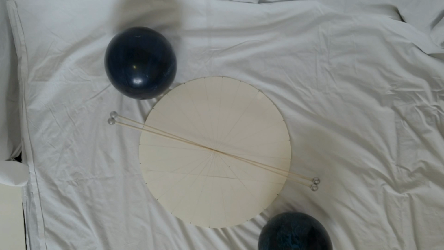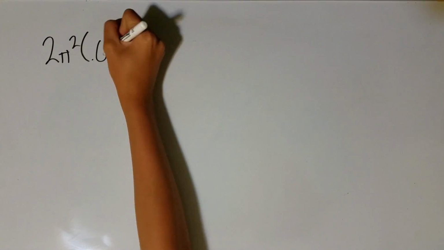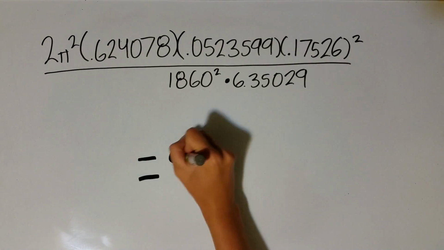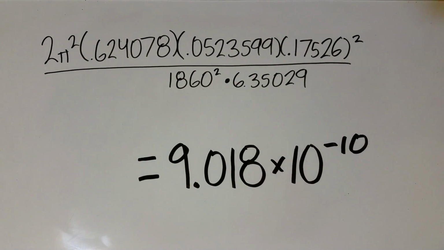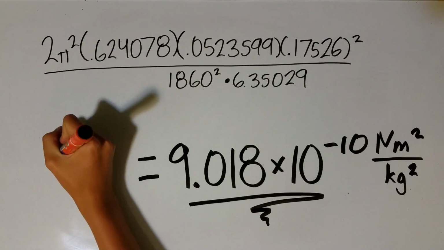Eventually, I was able to get this angle of 3 degrees or 0.0523599 radians, a radius of 0.17526 meters, and a period of 31 minutes or 1,860 seconds. When plugged into the equation, I get a value of 9.018 times 10 to the negative 10. Woohoo! Wait, why am I celebrating?